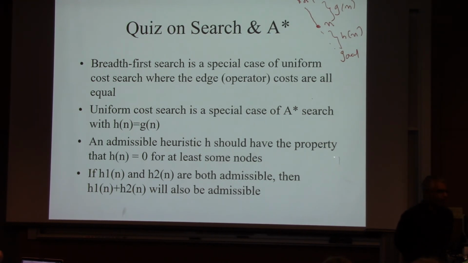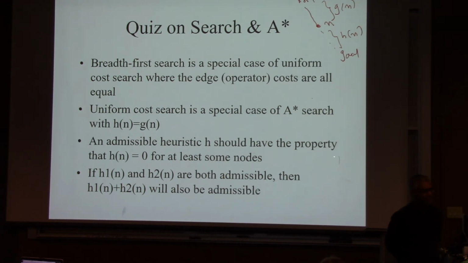No, forget about the admissibility aspect. I'm giving you two heuristics. It doesn't matter what those heuristics are. I decided to add them up in the search. Would I do fewer expansions or more expansions, or you can't say anything?